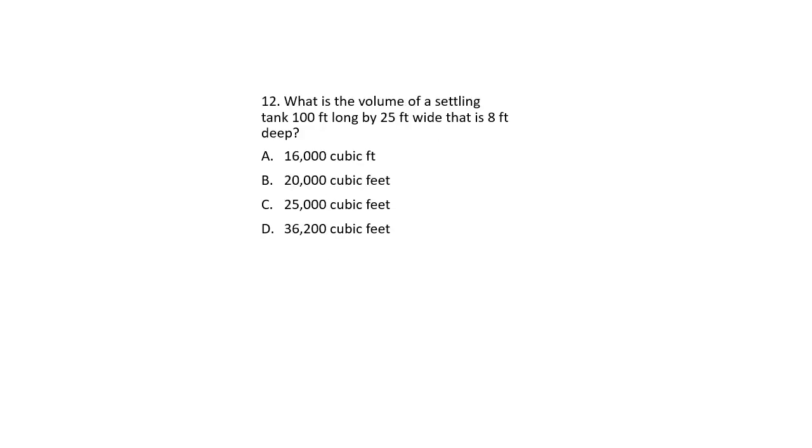What is the volume of a settling tank 100 foot long by 25 foot wide that is 8 foot deep? 16,000 cubic feet, 20,000 cubic feet, 5,000 cubic feet, 36,200 cubic feet. Volume of rectangle is length times width times height. Answer is going to be B, 20,000 cubic feet.